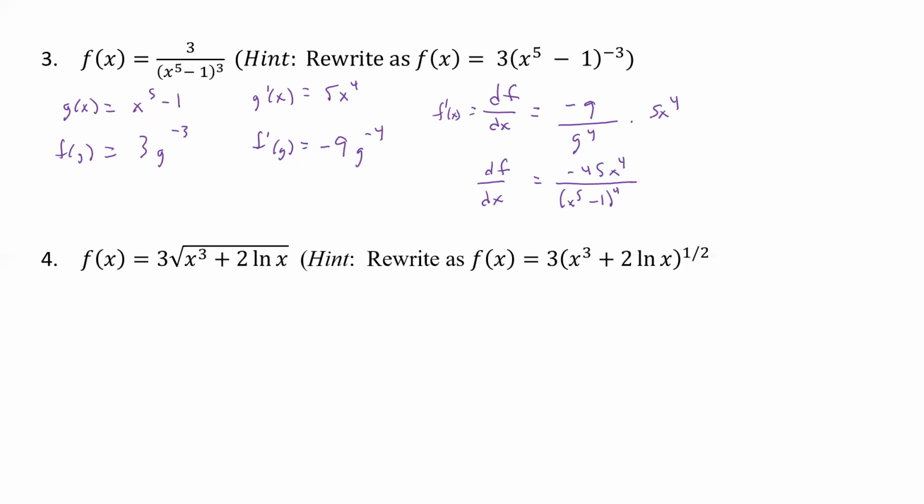All right. Now, the next one is going to work almost exactly the same, except that we have that square root and we just have to rewrite that as the half. All right, so g of x equals and f of g equals. Well, let's go ahead and call that whole thing inside there our g of x. So it's going to be x cubed plus 2ln of x. Now what's f going to be? Well, it's going to be 3g to the 1/2. Okay. Well, can we take derivatives of both of those? Yeah, sure, we can do that.